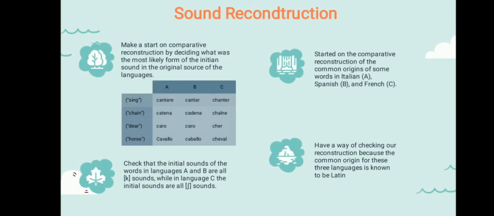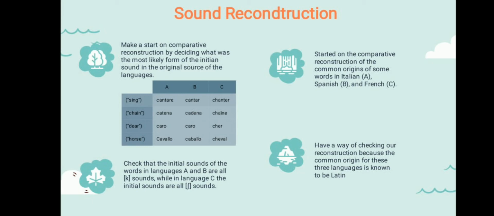Sound reconstruction. If we were faced with some examples from three languages, as shown below, we could make a start on comparative reconstruction by deciding what was the most likely form of the initial sound in the original source of all three languages. Since the written forms can often be misleading, we check that the initial sounds of the words in languages A and B are all k sounds, while in language C the initial sounds are all ch sounds.